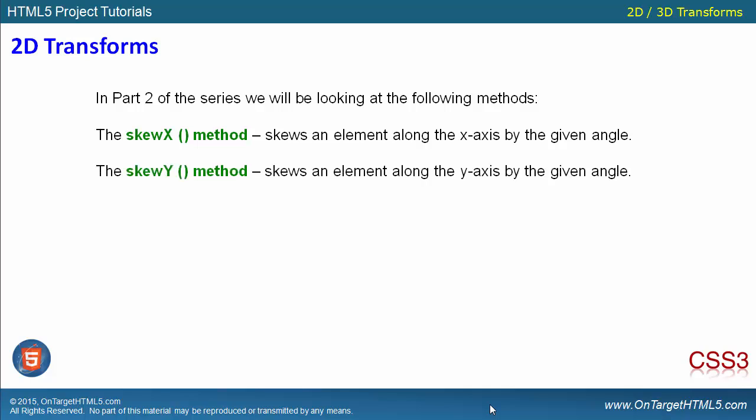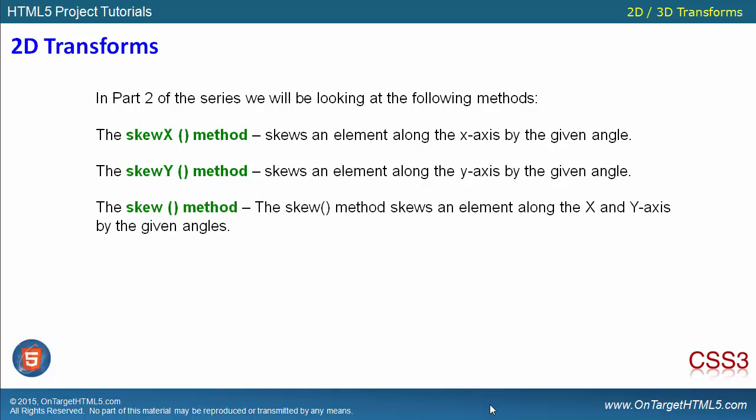We're going to look at the SkewY method, which skews an element along the y-axis by the given angle that we set up in the parameters. We're going to look at the Skew method itself, which skews an element along the x and the y-axis by giving both angles into a single shortcut method called the Skew method.